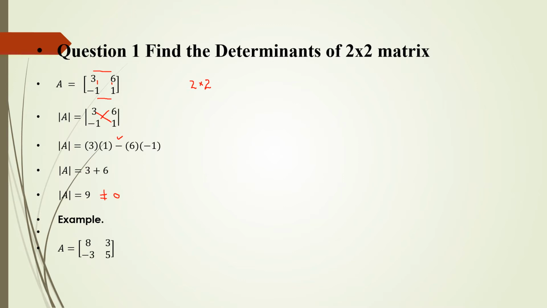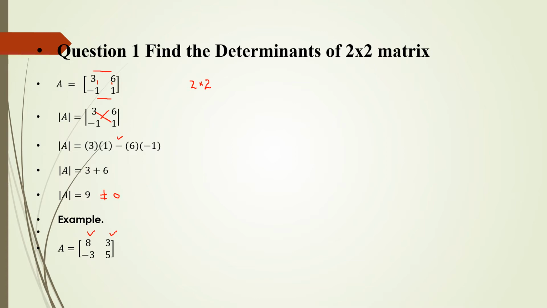So here we have a 2 by 2 matrix and we found the determinant of the 2 by 2 matrix. Right now here we have one example for you. You have to find the determinant of a 2 by 2 matrix, and the matrix A is given: 8, 3, -3 and 5. Okay, let's move to the next question.